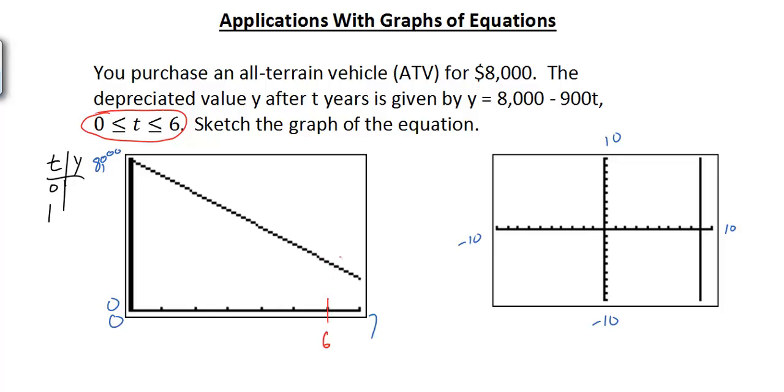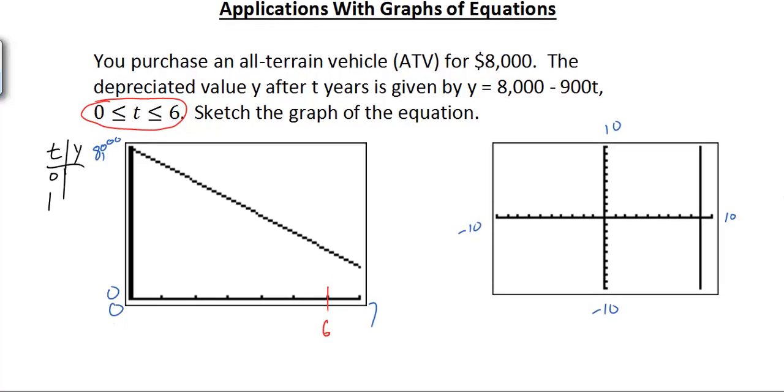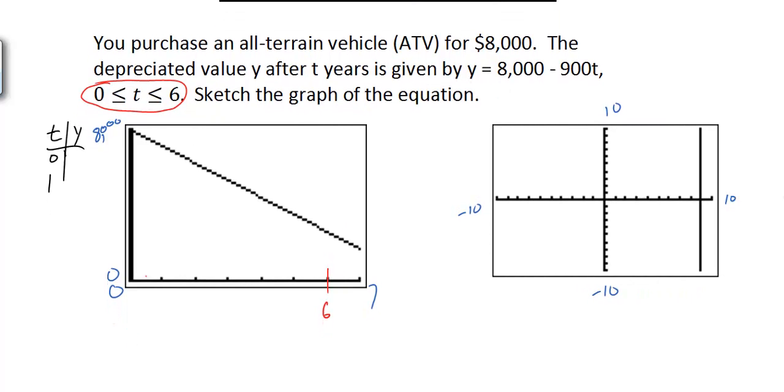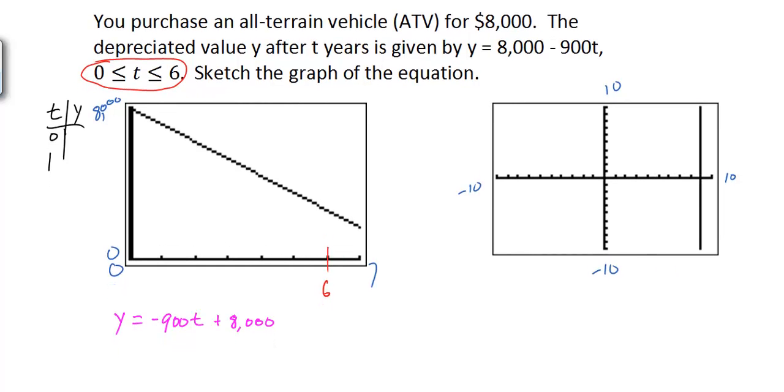So we can see the decline here. Now, how much do we remember here about the equation? If we have y equals, and I'm going to rewrite this as y equals negative 900t plus 8,000. Now, doesn't this look a lot like y equals mx plus b?